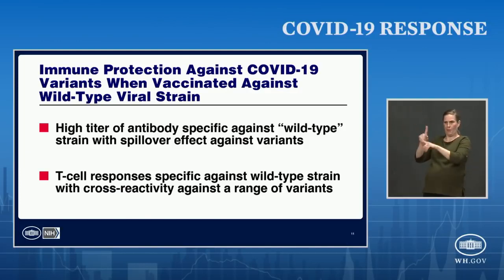There are two potential mechanisms that protect you against variants. One, a high titer of antibody that, although it's specific against the wild-type strain, is high enough that there's a spillover effect against the variant. And the second, which I'd like to emphasize right now, is the T cell response that, although it's specific against the wild-type strain, has a considerable degree of cross-reactivity against a range of variants, which is characteristic of T cells.